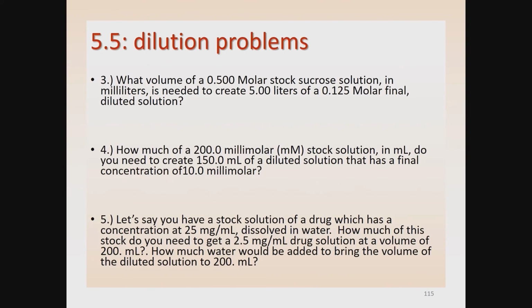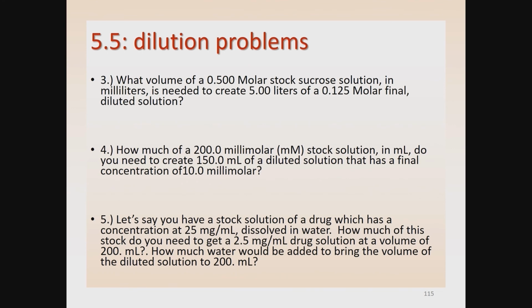Okay, final question. Let's say you have a stock solution of a drug which has a concentration of 25 mg per ml dissolved in water. How much of this stock do you need to get a 2.5 mg per ml drug solution at a volume of 200 milliliters? How much water would be added to bring the volume of the diluted solution to 200 milliliters? So that's kind of an interesting problem.